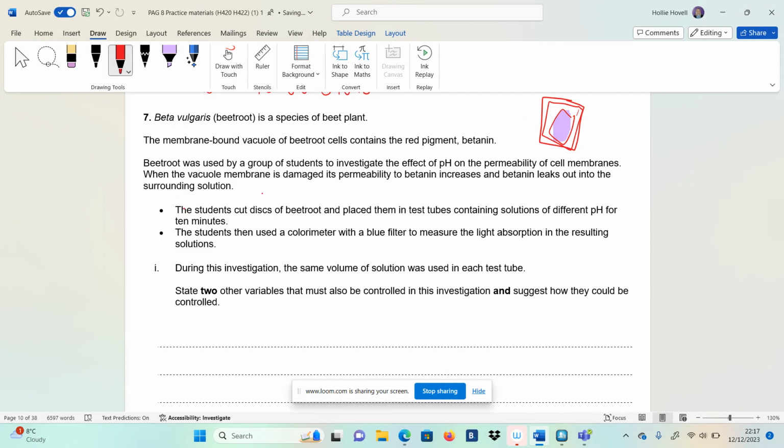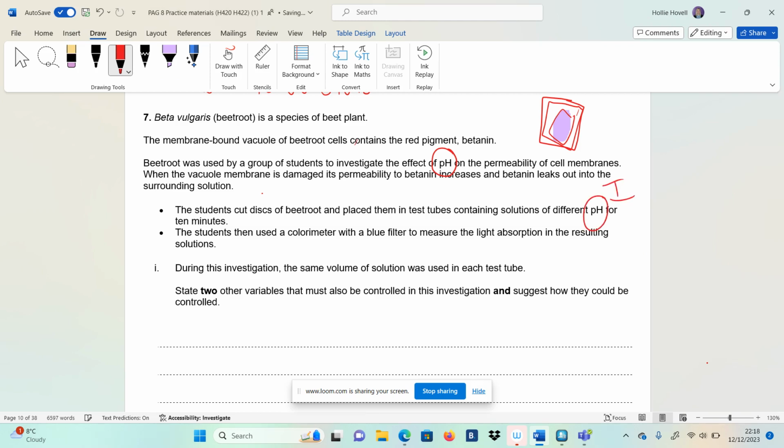Beetroot was used by a group of students to investigate the effect of pH. This time they've done pH. So we've had 3 versions of this experiment. One with temperature, one with, what was it? Alcohol concentration, and now we're looking at pH, on the permeability of cell membranes. When the vacuole membrane is damaged, its permeability to betalain increases and betalain leaks out into the surrounding solution. The students cut discs of beetroot. They placed them in test tubes containing solutions of different pH for 10 minutes. Okay, so pH is their independent variable.